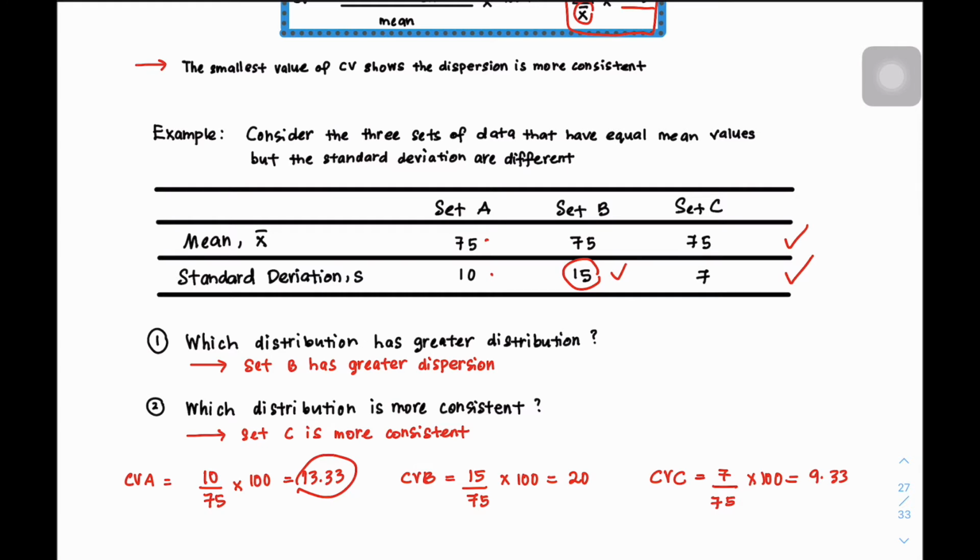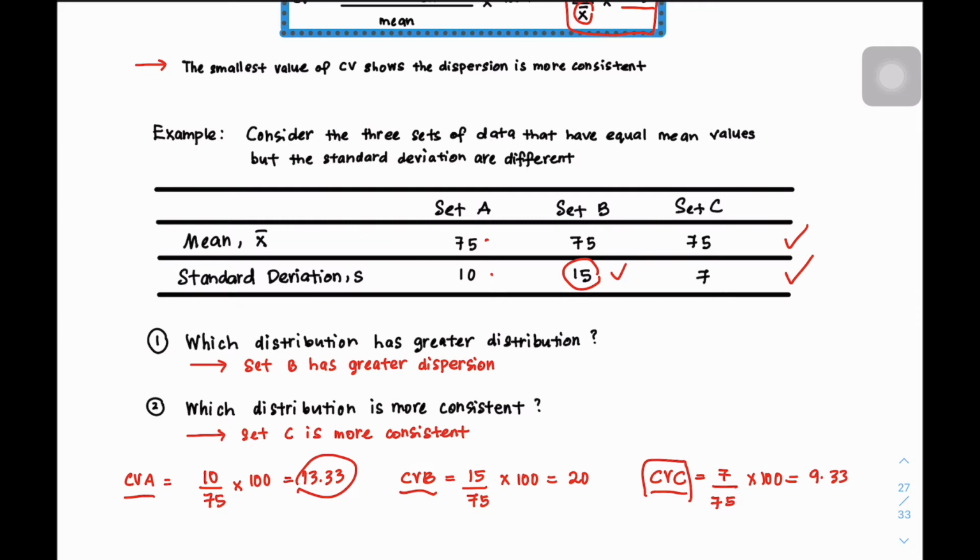So if you calculate, this one is the coefficient of variation for data set A, awak dapat 13.33. Coefficient of variation of set B awak dapat 20, and coefficient of variation of set C awak dapat 9.33. So if we compare, coefficient of variation of set C is the smallest, therefore set C is more consistent. Okay, maksudnya bila coefficient variation dia paling rendah, maksudnya taburan data dia paling konsisten.